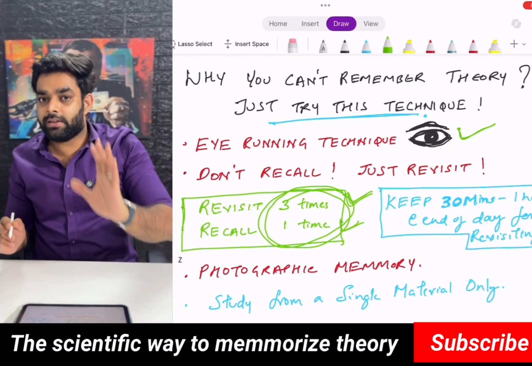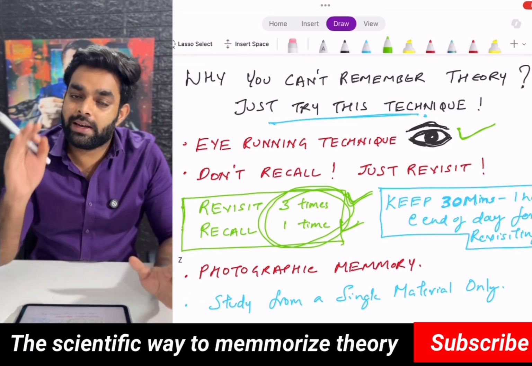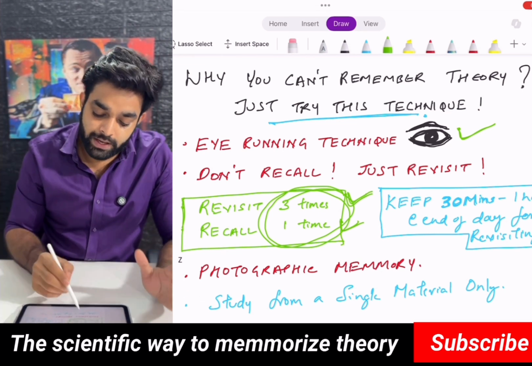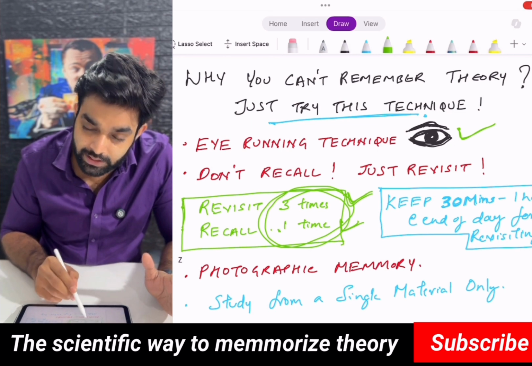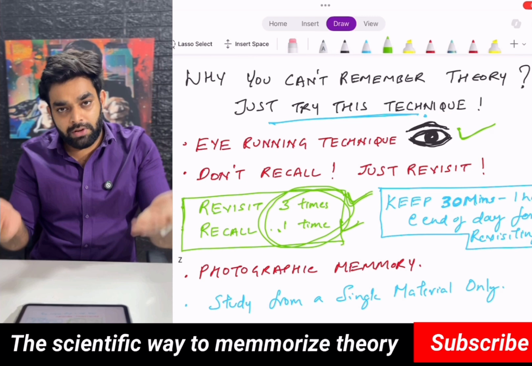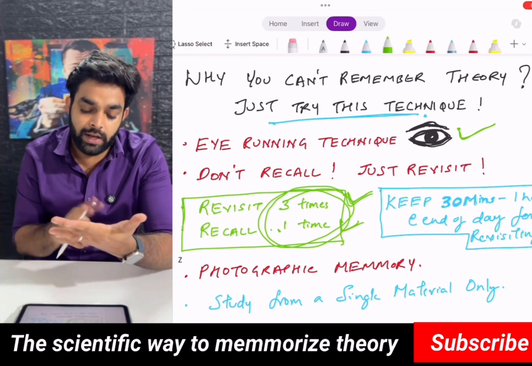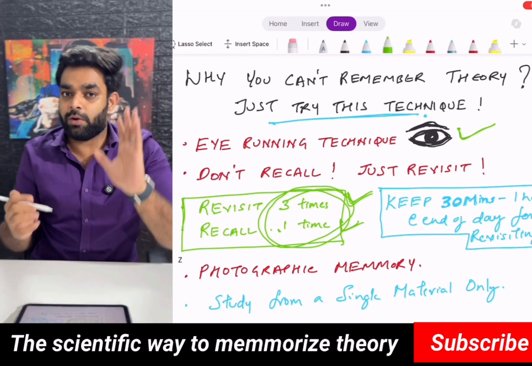And if you are not getting it in the recalling, I can guarantee you that you will definitely get at least 60 to 70% in your mind when you try to recall a topic after revisiting it 3 times. 50 to 60% you will definitely get. But even if you're not getting it, don't stay frustrated. Just revisit it again. Just the eye running technique. That is, run your eyes through it again and again and again. This is how it works.